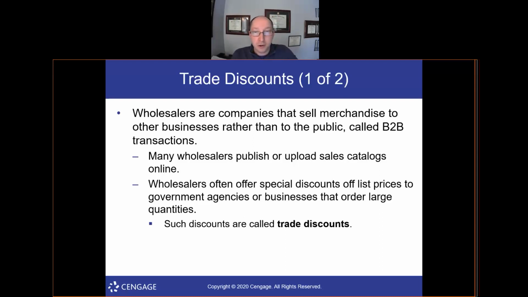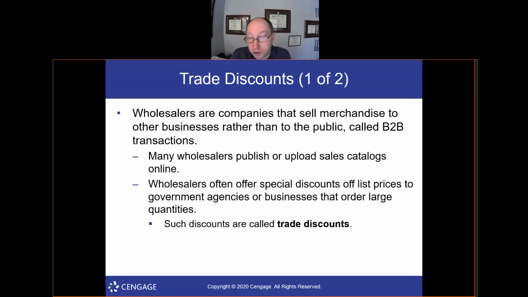Wholesalers. Wholesalers are companies that sell merchandise to the public or businesses in bulk, or they sell business to business. What they do is they'll publish their prices online or in a catalog. Wholesalers often offer special discounts to government agencies or businesses when they order in large quantities. Such discounts are called trade discounts.